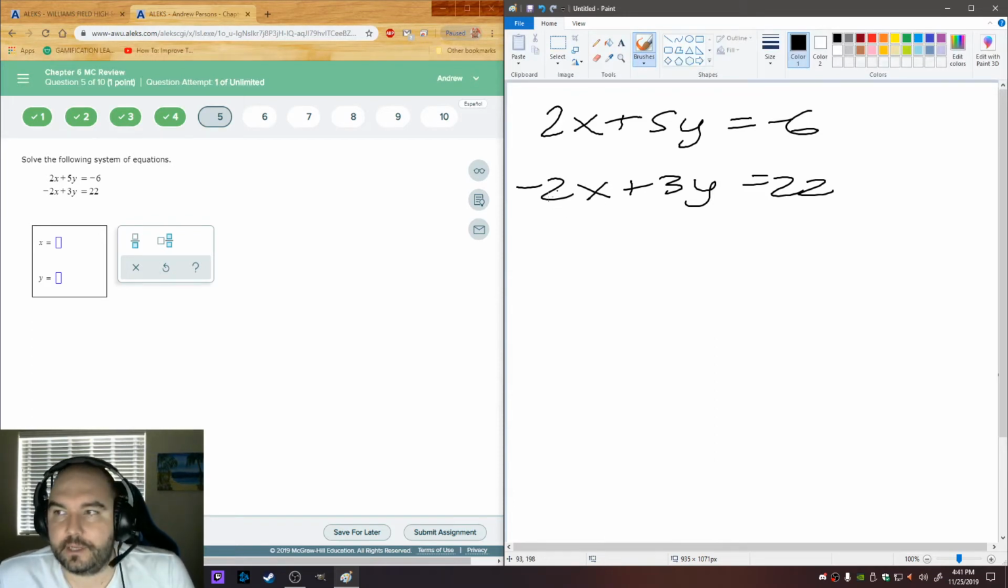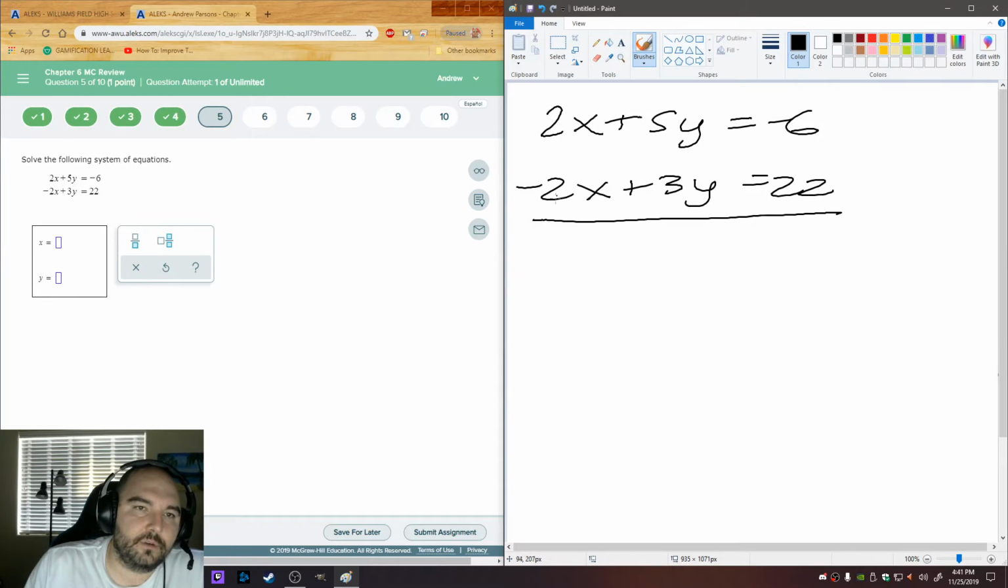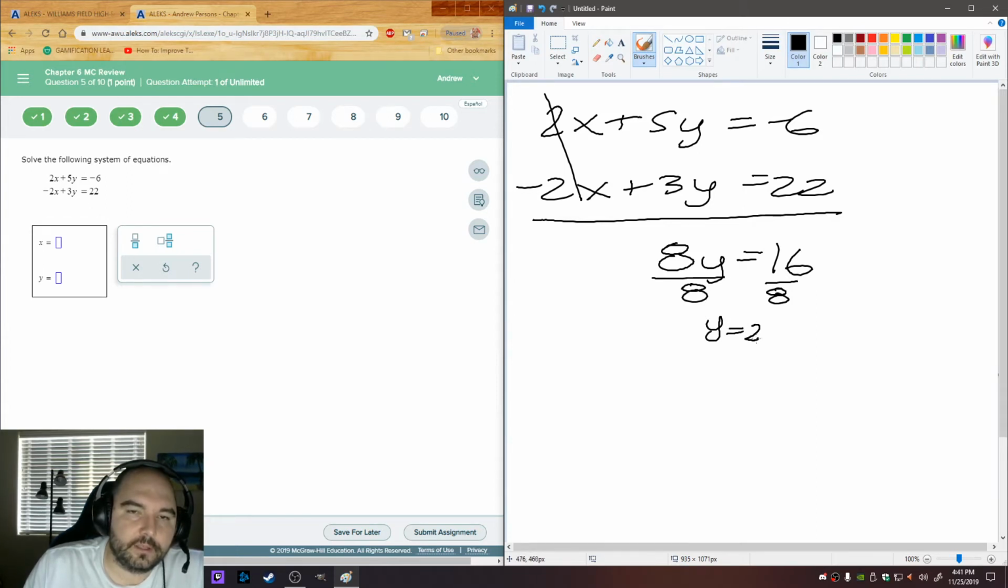What's even better is the negative 2x here and the positive 2x there can cancel out with each other. So we literally add the equations together. Negative 2 and 2 make nothing. 5y and 3y make 8y. Negative 6 and 22 makes 16. You divide by 8 on both sides, and you get y equals 2. This is why elimination is so good, because when you can do elimination, it very quickly gets you the first answer.